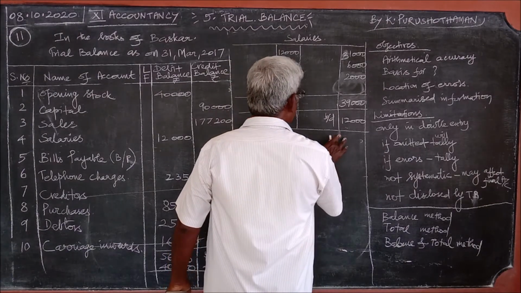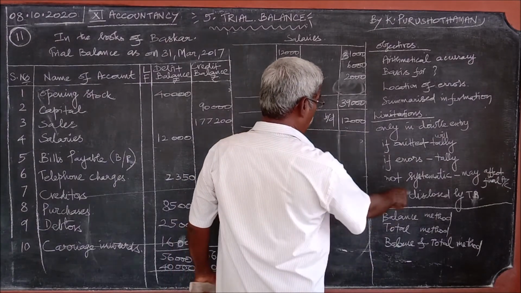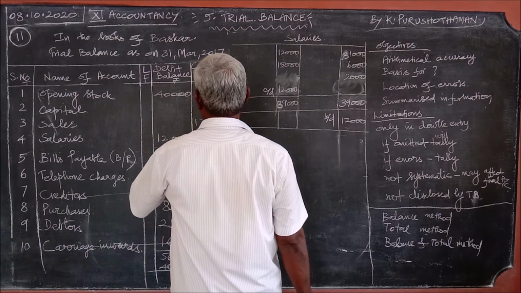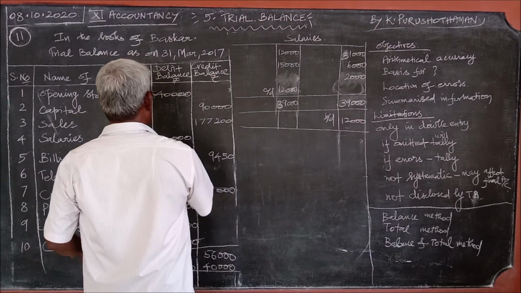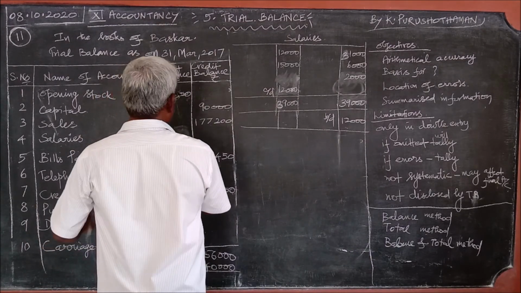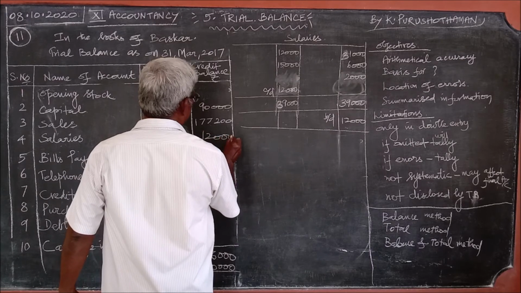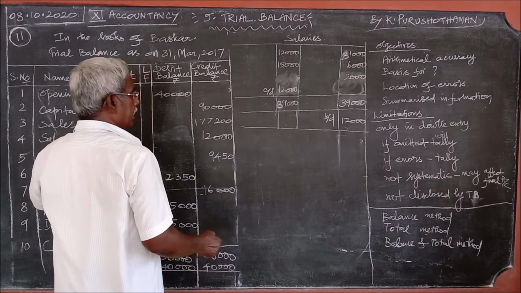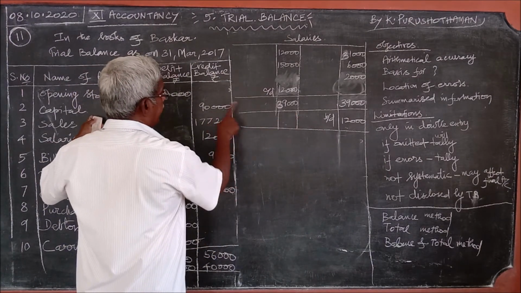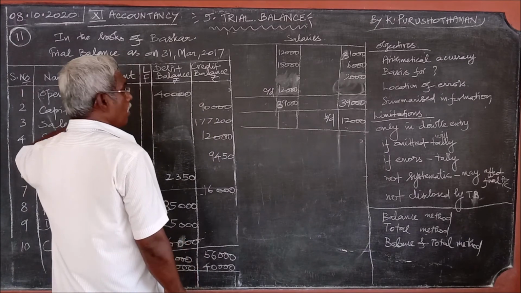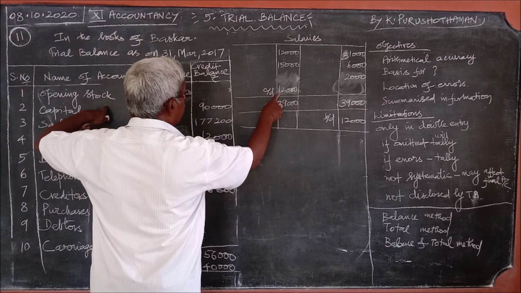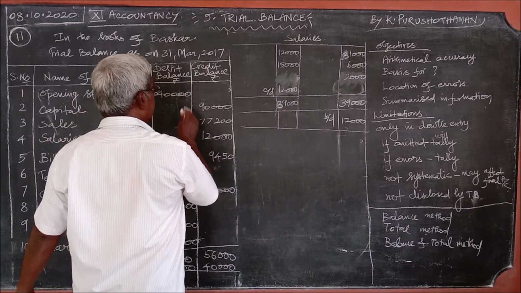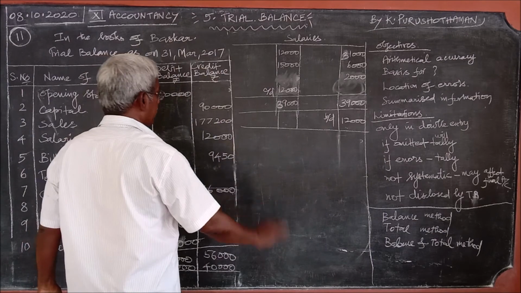With this, two methods are maintained. One is the balance method. What will you write for salaries? Brought down is 12,000. So salaries 12,000 you will write here. For all these brought down. Then for capital, brought down will be on the credit 90,000. So you will write. Opening stock, brought down will be 40,000. Here brought down 40,000 you will write on the debit. This method is called balance method.